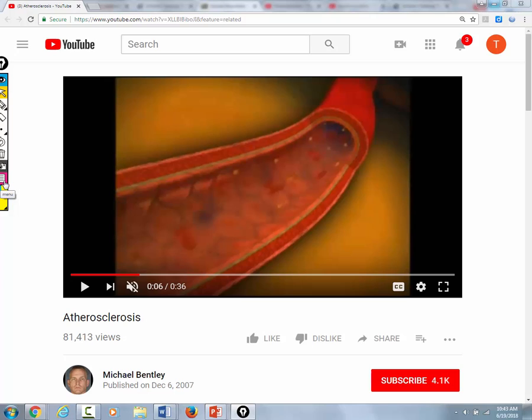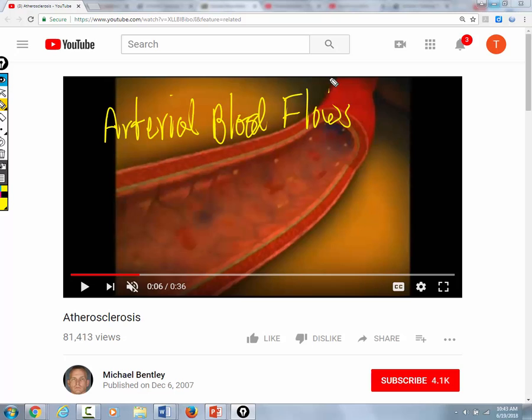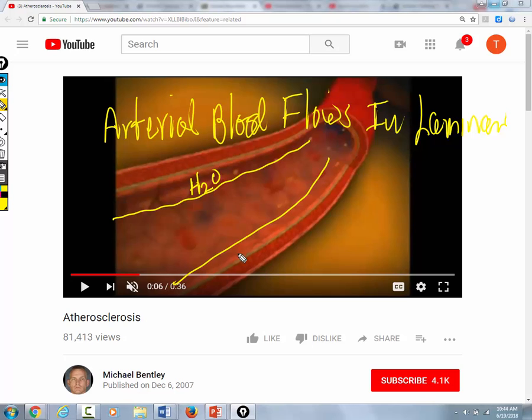Write this down. Arterial blood flows in a laminar fashion. What does laminar mean? Layers. You got me? Watch. And normally, the watery part of the blood, the plasma, flows on the outside of the vessel, and the formed elements flow on the inside. So you got your red blood cells, white blood cells, platelets, all that stuff. Are you with me?